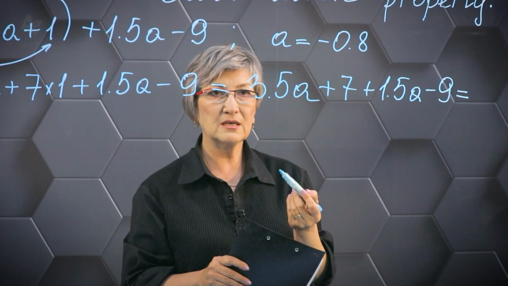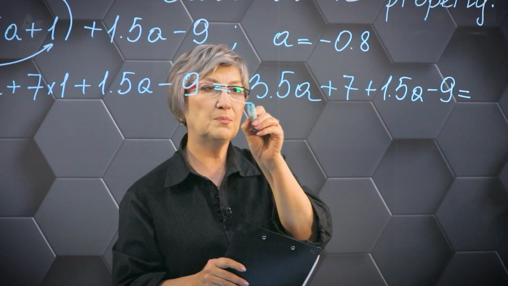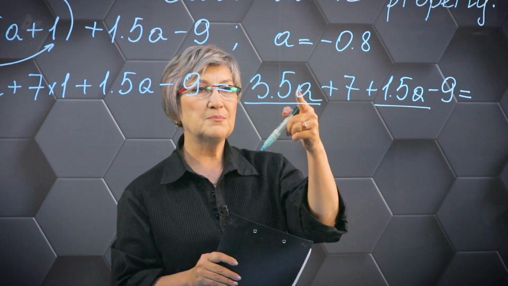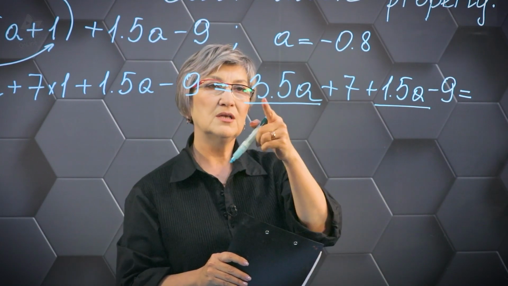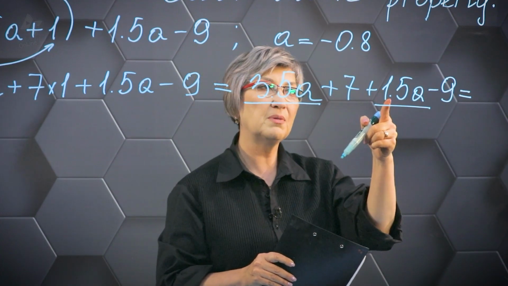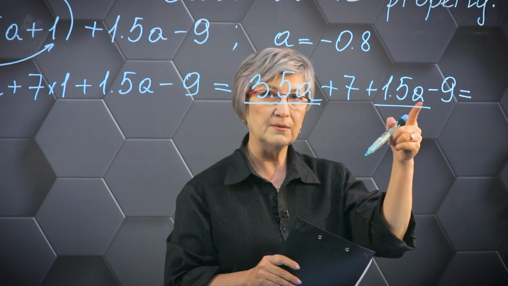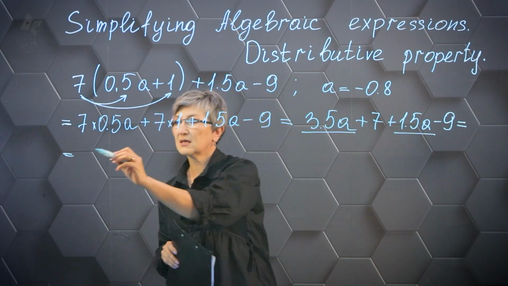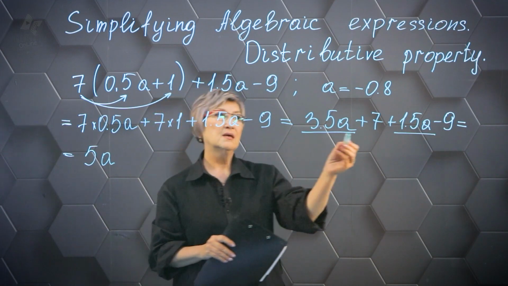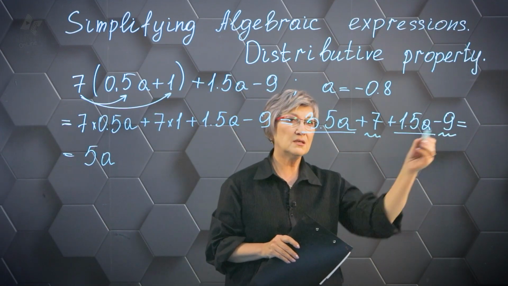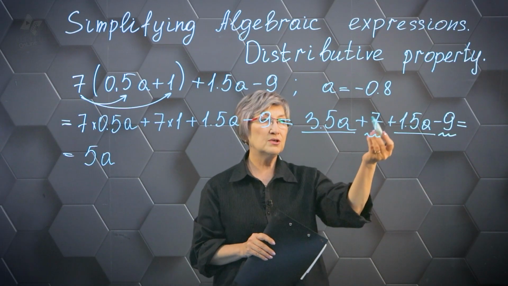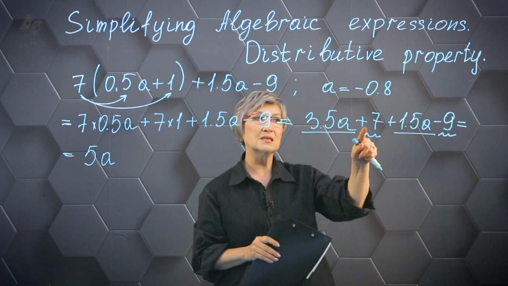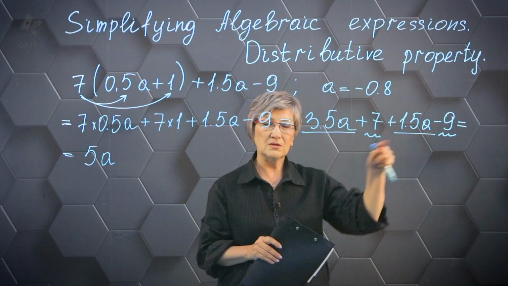Let's continue to simplify this expression. What do we see? We see similar summands. These are those summands that are written with the same letter part. 3.5a, I can add 1.5a. The result is that 3.5a plus 1.5a is 5a. 7 minus 9 are also similar summands. Although they don't have a letter part, they're constants, and I can add up these constants. Plus 7 minus 9. The result is minus 2.